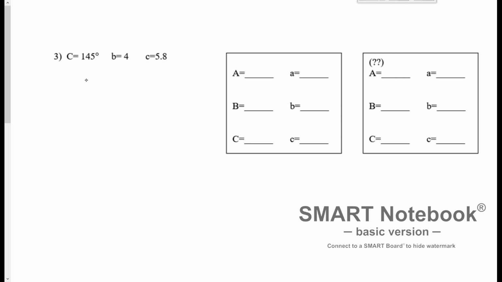So this one, set up what I'm given, 145, so angle and two sides. So here I'm given an angle and two sides. Whenever I'm given an angle and two sides, then I have something special going on. So 145, and then 5.8, and then 4. So I want to find this angle first.